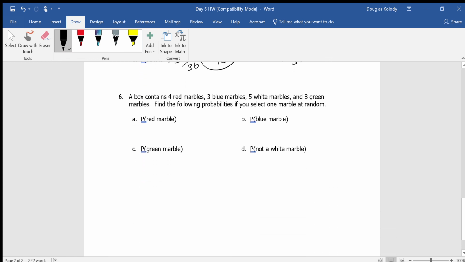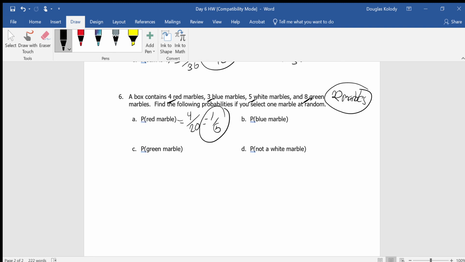Down to the last question, number 6. What's the chances of pulling out a red marble? First and foremost, you have to think about how many marbles there are. 4 plus 3 plus 5 plus 8. That adds up to 20 total marbles. So our denominator for this question will be 20. What's the chances of choosing a red marble? 4 out of 20, which reduces to 1/5.